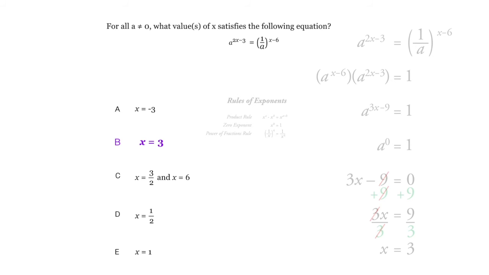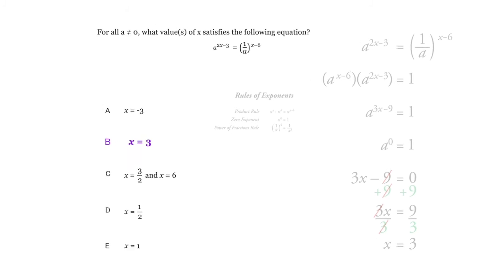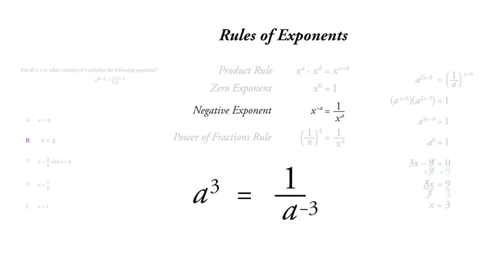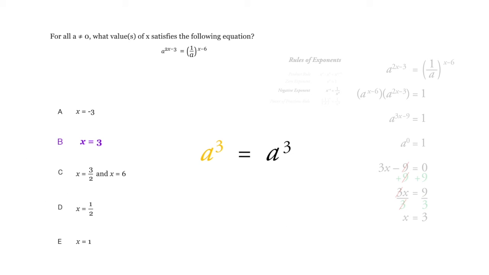Now, we can check it if we have time. So we can say, okay, what happens if x equals 3? Then that's a to the 2 times 3, which is 6, minus 3 is a cubed on this side. And over on this side, this gives us 1 over a to the x minus 6. And if we plug in 3 for x, then we get 1 over a to the negative 3. But because of this rule here, we can flip that around, and we get 1 over a to the negative 3 equals a cubed. So we have a cubed on this side, and we have a cubed on this side, so we're good.